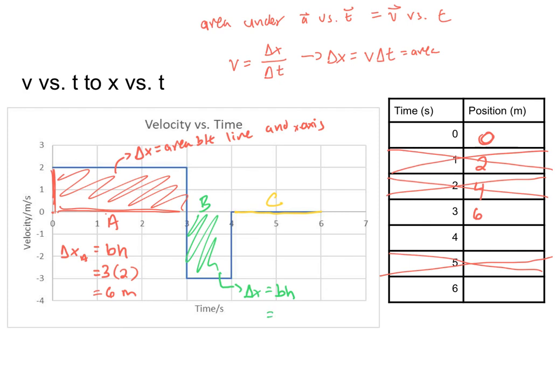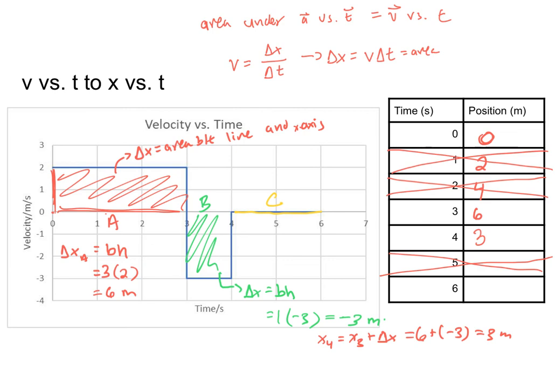My base is 1 second. My height is -3. So my base times height is going to be -3 meters. So between 3 and 4 seconds, I have gone backwards 3 meters. So my position after 4 is going to be my position at 3. So x at 4 is equal to x at 3 plus my change in x, or 6 plus -3, or 3 meters. So at 4 seconds, I'll be at a position of 3 meters.